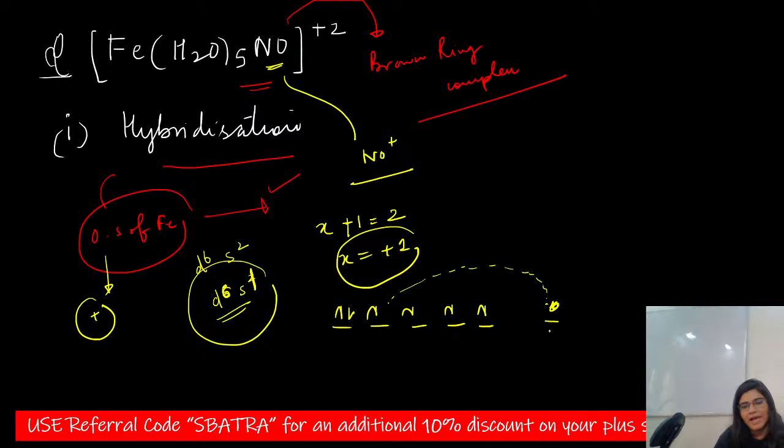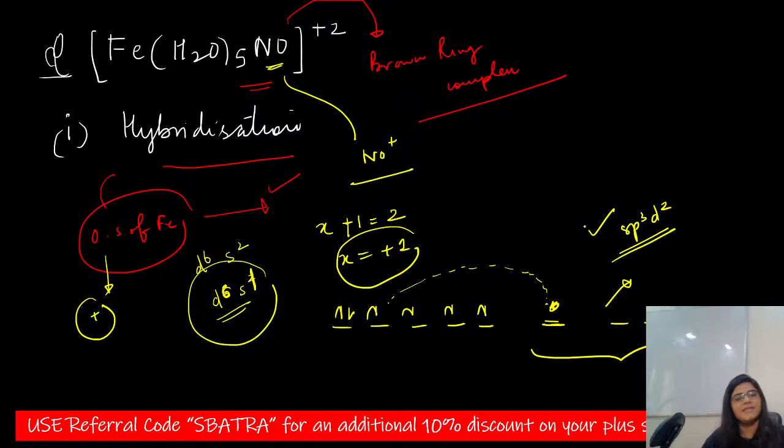So what will happen? You will now have this d orbital vacant, and you will have 3 p orbitals like this, and 2 d orbitals. So hybridization in this particular case is sp3d2. This is how we are going to write down the hybridization.